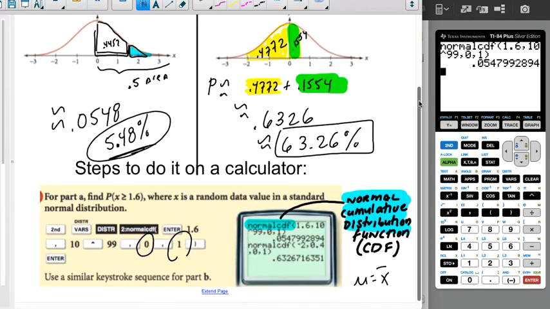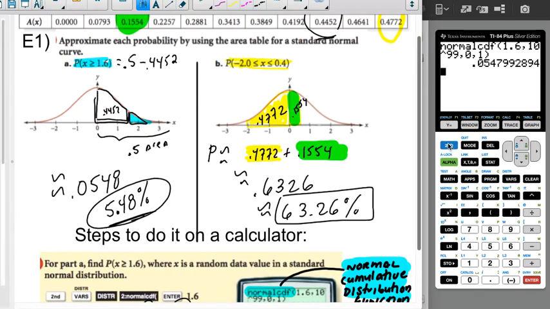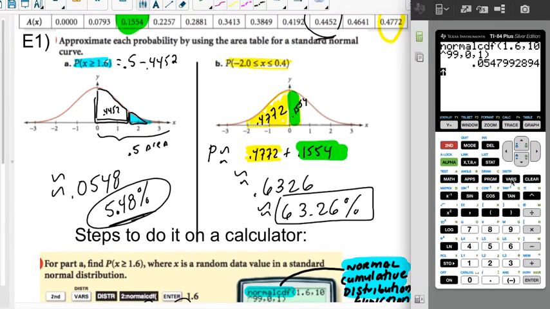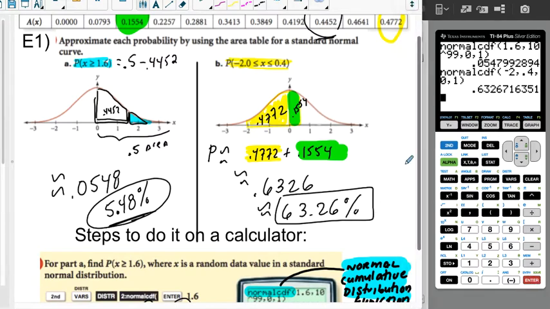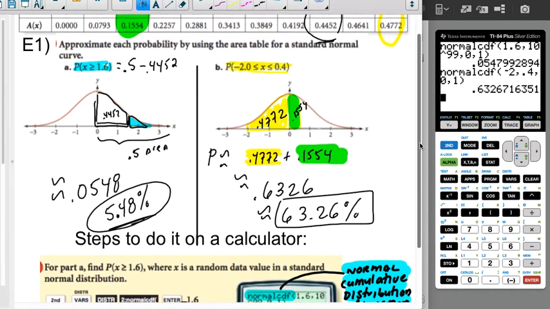If you did the second one the same way, so if you went to second VARs and went over to, sorry, I didn't want draw, I wanted normal CDF. This one starts at -2 and goes until 0.4, and then again, the same mean and the same standard deviation, and I hit enter, and you can see that I get the same value I got from using the table, just slightly more accurate. Again, I didn't know how to do that on my calculator. I certainly don't expect you to naturally know how to do it on your calculator.